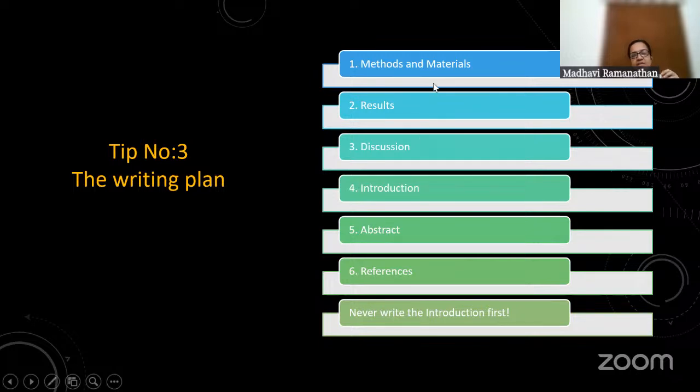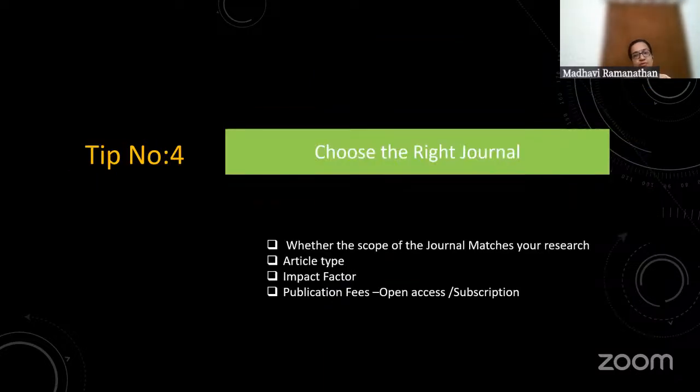Go to the materials and methods, because you have to have a foolproof methodology. So that is how you start the writing. And then choose the right journal.